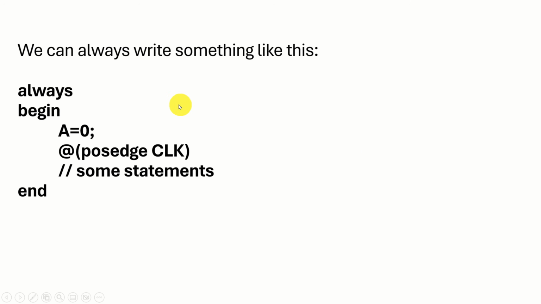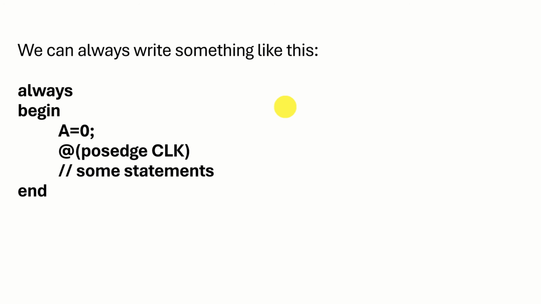We can always write something like this. For example, in this case, again, we don't have the sensitivity list. However, in this statement, we are setting, for example, A to 0, and over here we are executing this block whenever the clock changes from 0 to 1. That is, we are triggering the block on every positive edge of clock. And that's it. This was a brief introduction to the always statement.